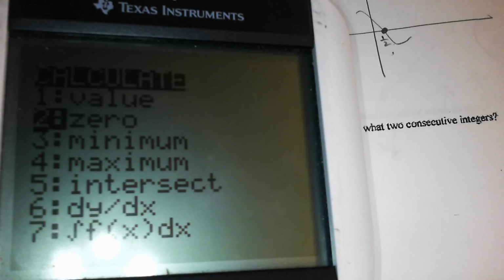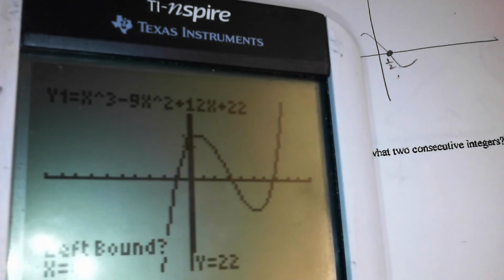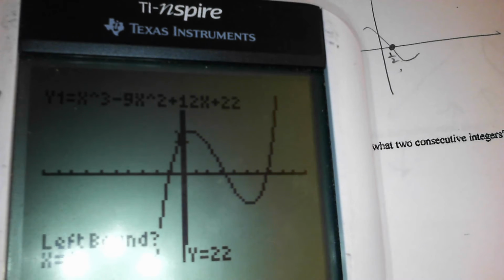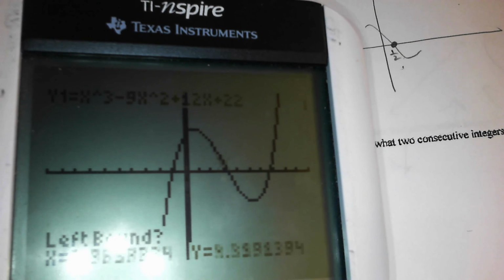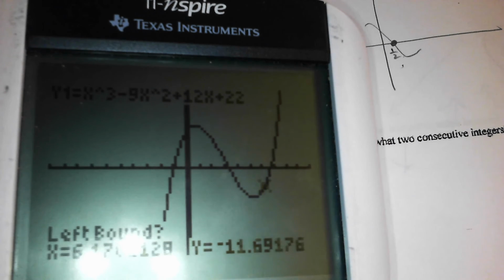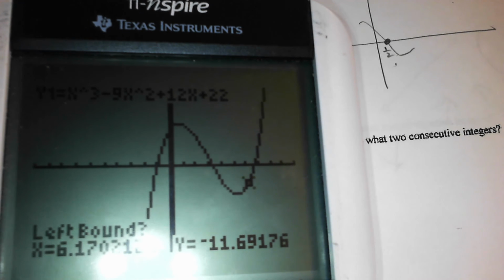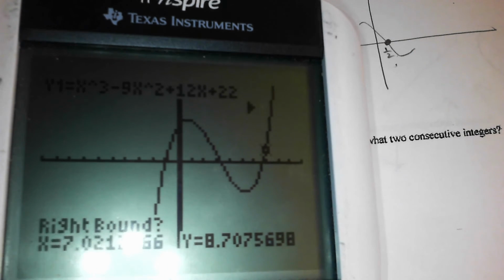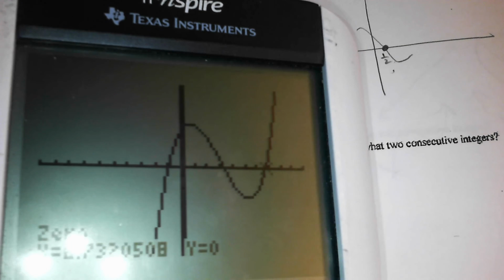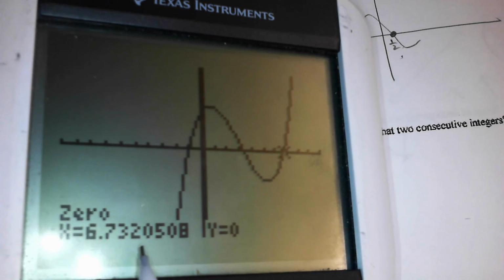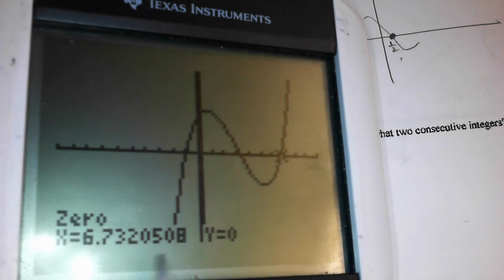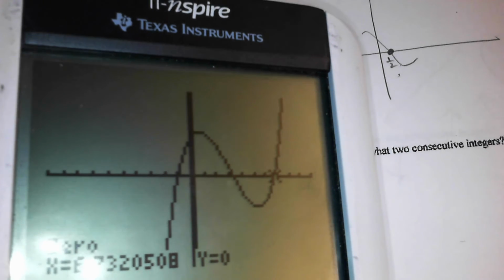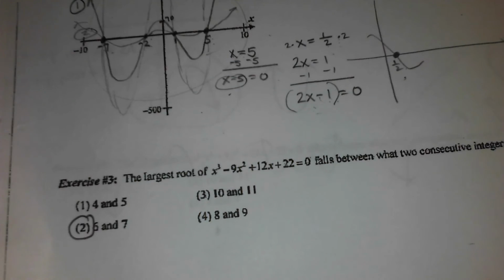Very good. 2nd trace, 0. Second trace is my favorite menu. I want to find zeros. I want to bring my cursor to the left of that 0. So I'm going to scroll over. And just to the left is good. Enter. Then I'm going to need the right bound. So I'm going to bring my cursor to the right of that, which is just above. Enter. Enter. 6.7320508 to be exact, which is between 6 and 7. Okie doke. Any questions? Okay.